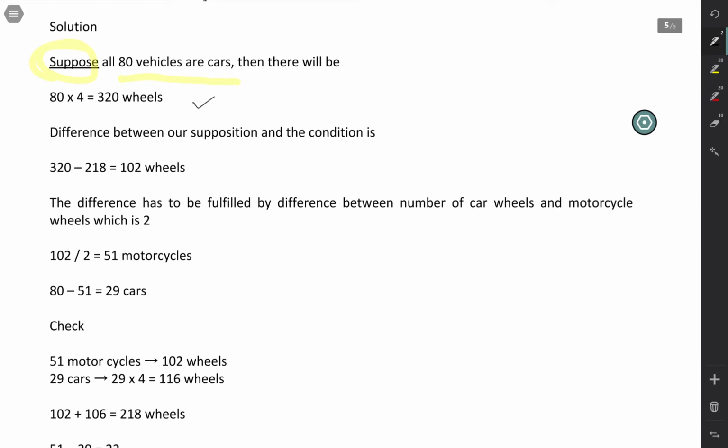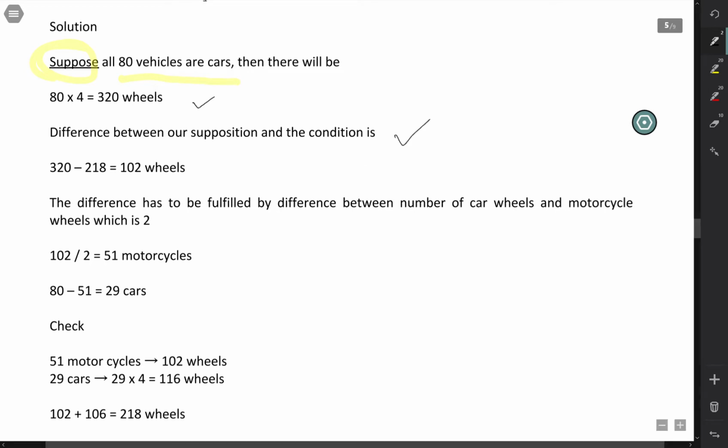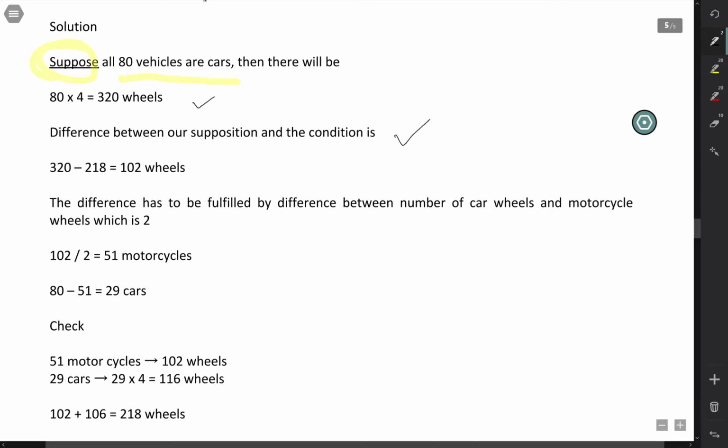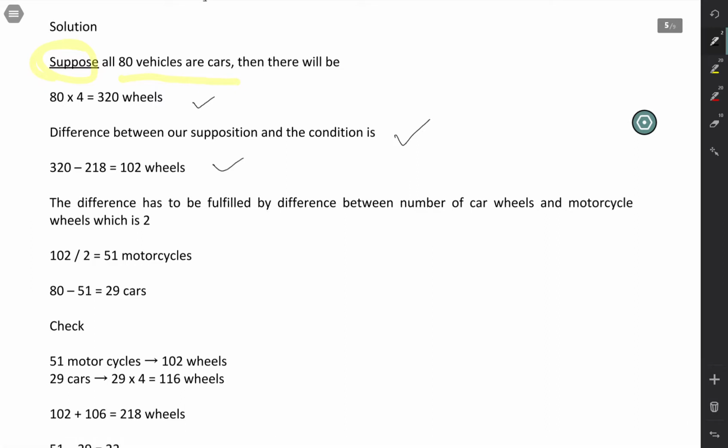Next, you have to find the difference between our supposition and the condition. Okay, what's the condition? The condition is 218 wheels, right? So if you want to find the difference, you take 320, take away 218, you get 102 wheels.